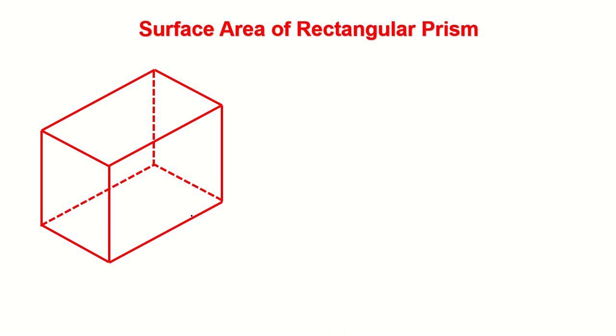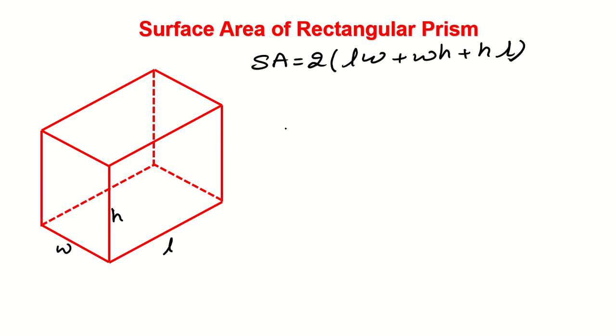Now, surface area of the rectangular prism. Now, my dear students, in surface area you can have two types of questions. One, when direct dimensions or sides are given to you. For example, this is length, this is width, and this is height. So what is the formula for surface area? Surface area is 2 times (LW plus WH plus HL). Okay. Now, if they give you the values, then you simply put them here.